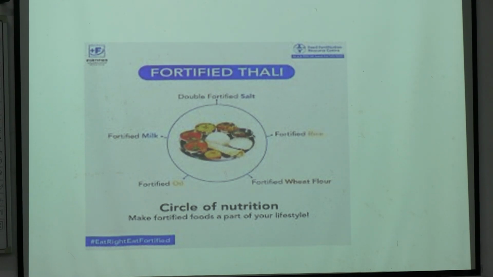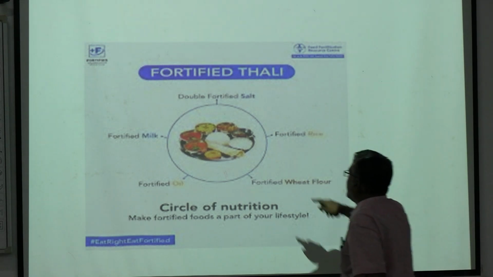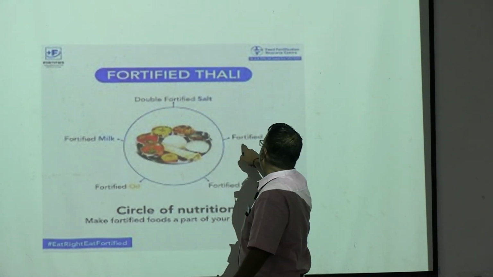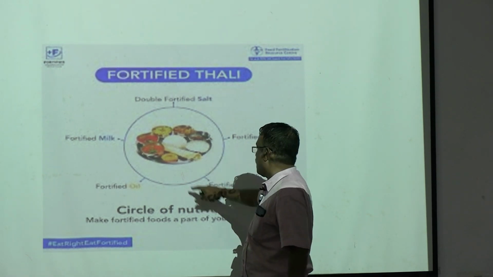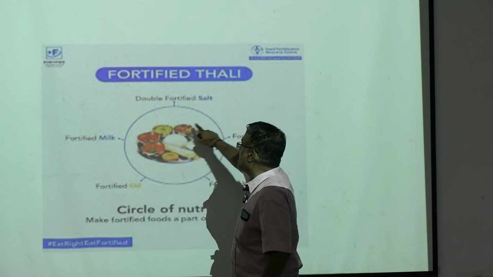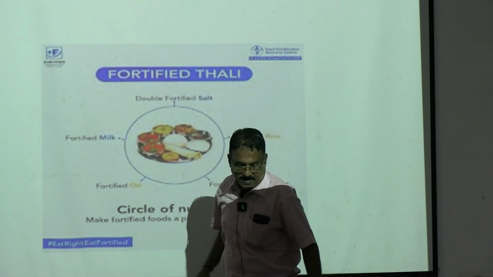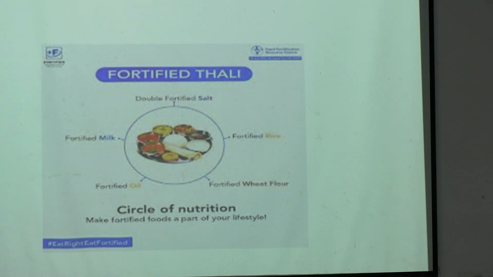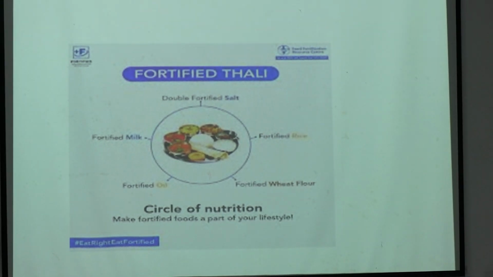This is a thali with double fortified salt, fortified milk, fortified oil, fortified rice. Okay. So this is a circular nutrition also called fortified thali. So everything is fortified in this. So you have double fortified salt, fortified rice, fortified wheat flour, fortified oil, and fortified milk. Everything comes under this fortified thali.